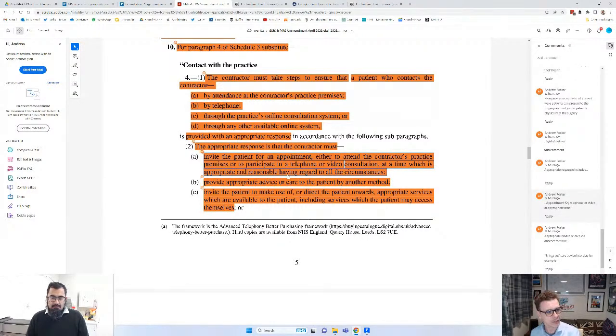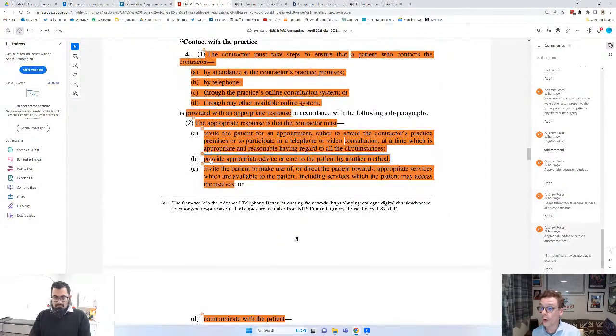So I think that's quite interesting, isn't it? It's not just the patient's circumstances, but all the circumstances, which I think in some interpretations would allow for practice capacity to be part of that, whether a practice can deal with things safely in that way. I think that can appropriately and reasonably be part of that consideration.